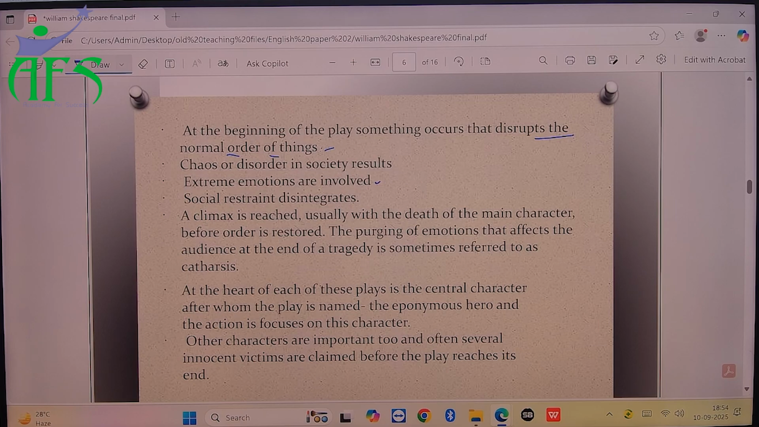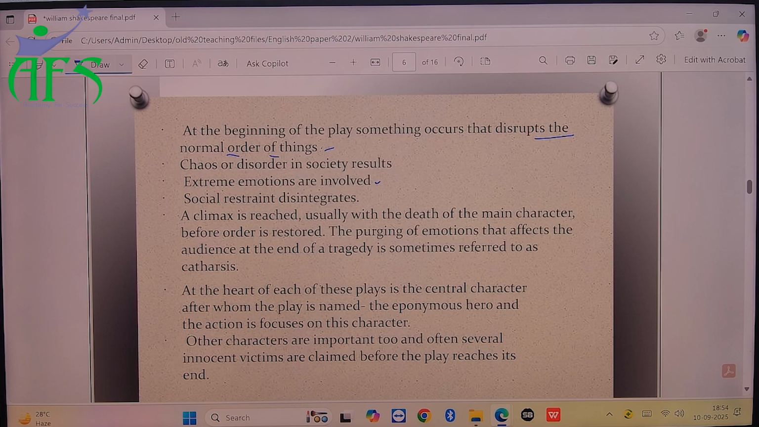At the heart of each of these plays is the central character after whom the play is named, the eponymous hero, and the action focuses on his character. The examples are Hamlet, Othello, Macbeth, King Lear.